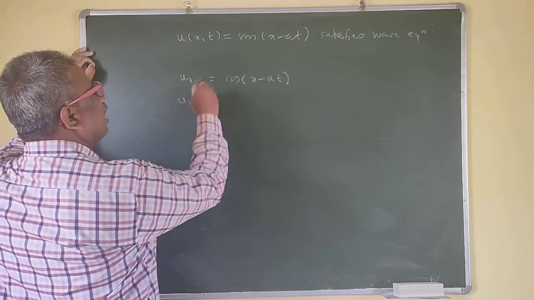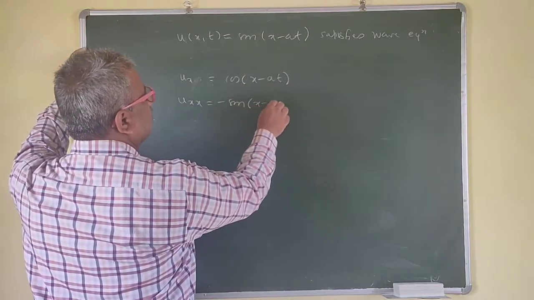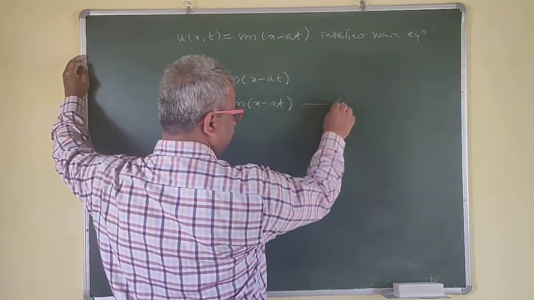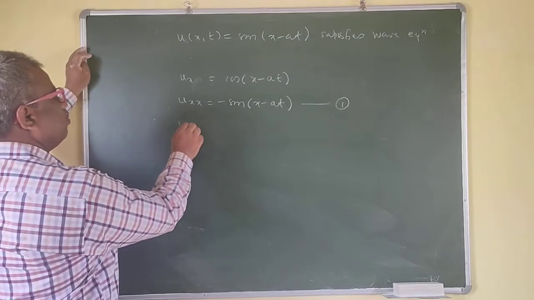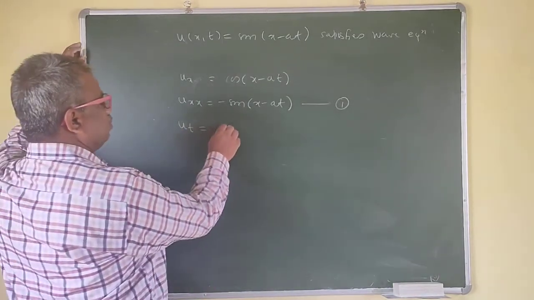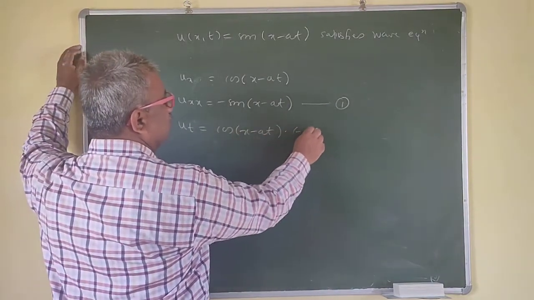Then u_xx. Again we have to differentiate cos. Now this will be minus sin(x minus at). Okay, we call this as 1. Then u_t. Derivative of sine is cos of something into derivative of something. So this is minus a, right?